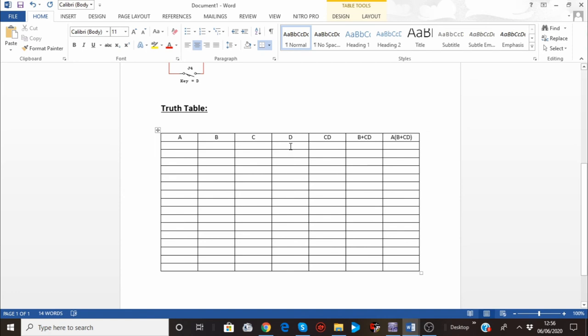And then you start from the last input, A, B, C, D. And for this one, like I said, the states would be 0, 1, 0, 1, alternating.